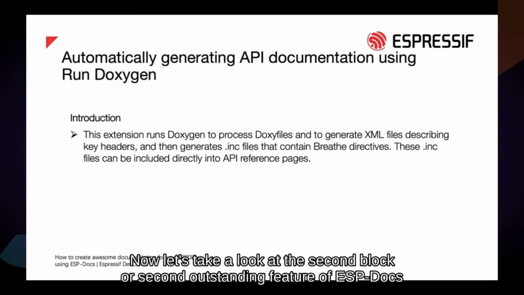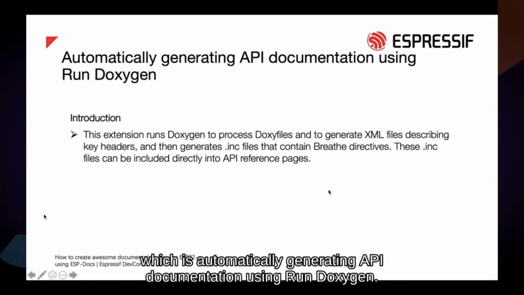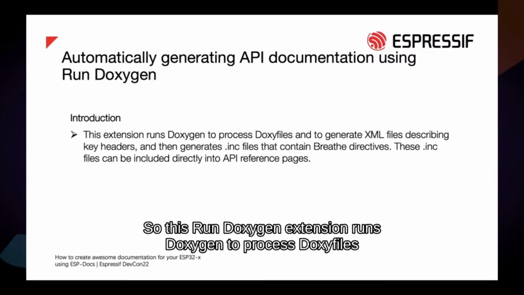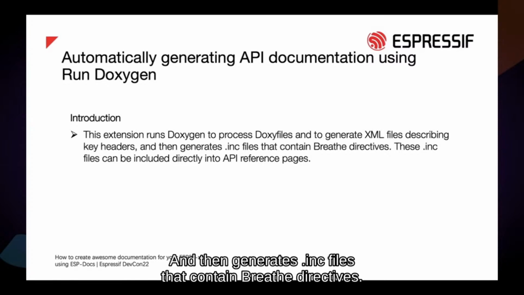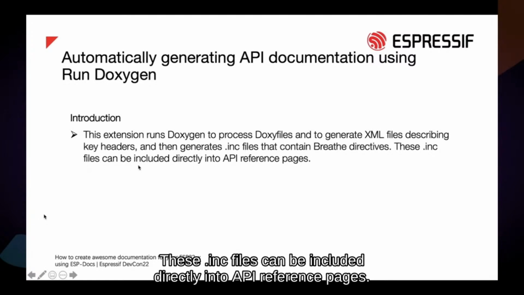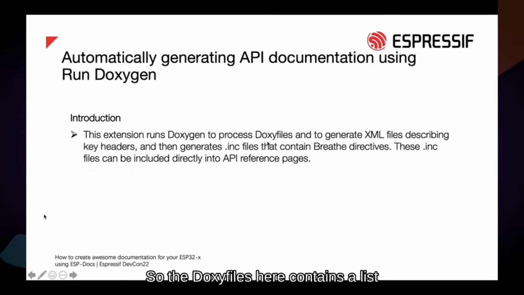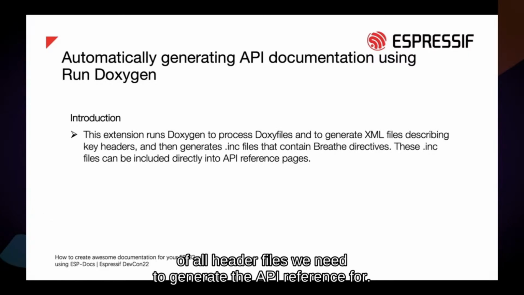Now let's take a look at the second block, or second outstanding feature of ESP-Docs, which is automatically generating API documentation using run-doxygen. This run-doxygen extension runs Doxygen to process doxy files and to generate XML files describing key headers, and then generates INC files that contain brief directives. These INC files can be included directly into API reference pages. The doxy files contain a list of all header files we need to generate the API reference for.